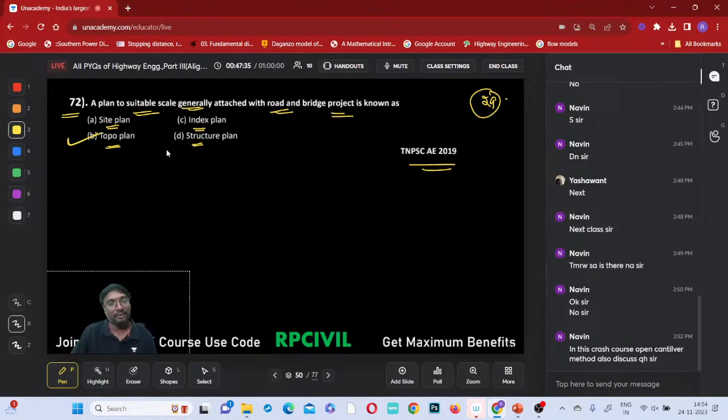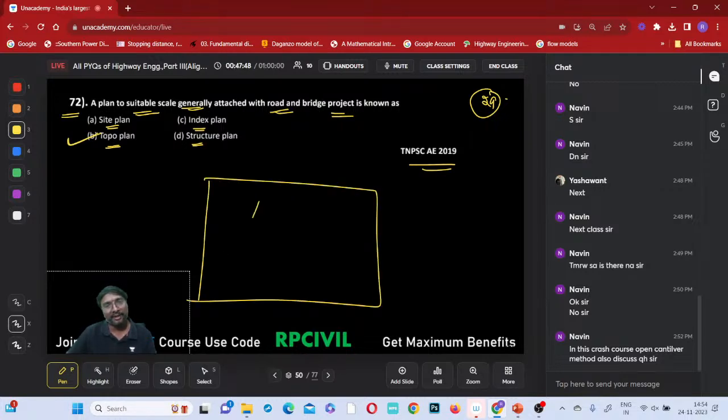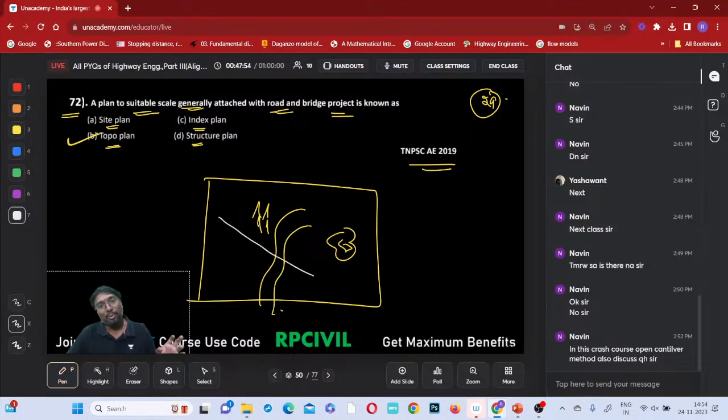For a bridge you can have a site, but for a road, do you have a single site? No. So it should be a bigger plan showing the topographical details like hills, ponds, rivers, and this road profile and road location will be shown. So which one is more appropriately correct, site plan or topo plan? The topo plan is more appropriately correct. Is it clear?